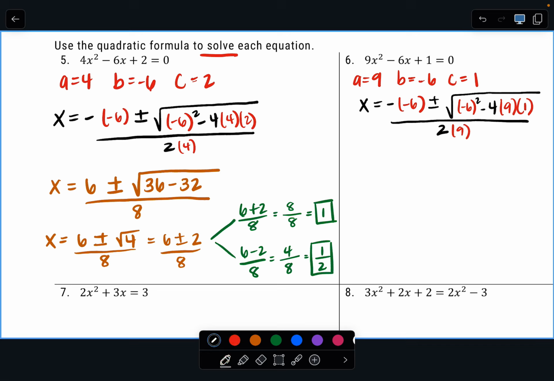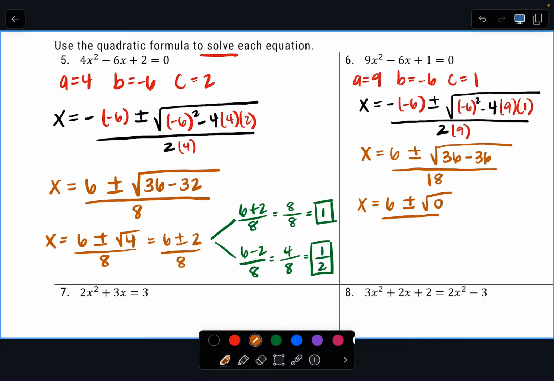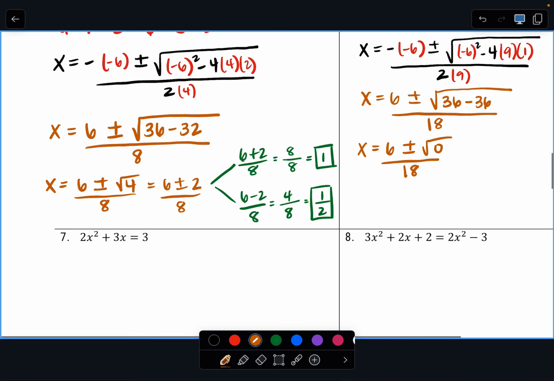Okay, we've done this before. We said 2 negatives make a positive. So I'm going to have x equals 6 plus minus the square root 36. And what is 9 times 4? 36. So I have 36 times 1, which is still just 36. And then all over 18. So x equals 6 plus or minus the square root of 0 all over 18. In this case, my discriminant is 0.